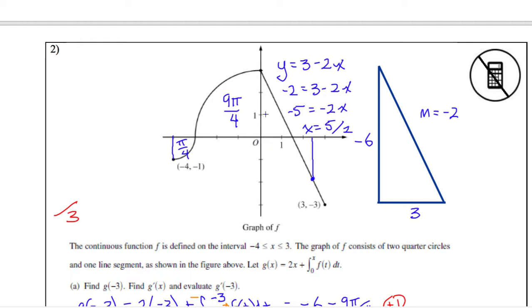I know that for every half that I go over in the x direction, I'm going up and down 1, which means that this value right here is exactly 1.5. So this area is 1.5 times 3. 1.5 times 3 is 4.5, or 9 over 2. But then I have to take half of that. 9 over 2 divided by 2 is 9 over 4. This area right here is 9 over 4. What I did was just easier.